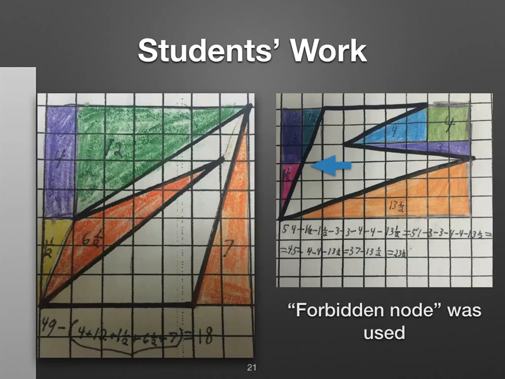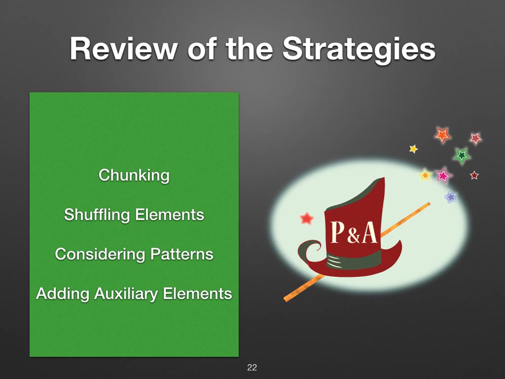Generally, students enjoy the problems and, when discussing their solutions, gradually develop an understanding of problem-solving strategies. As you can see, in spite of the rules, a forbidden node was used in the second problem. Here, I wanted to list again the 4 strategies that we foster using perimeter and area problems. The strategies are based on chunking, shuffling, pattern recognition, and using auxiliary elements. The strategies can be used in all spheres of life, and especially in engineering and science.